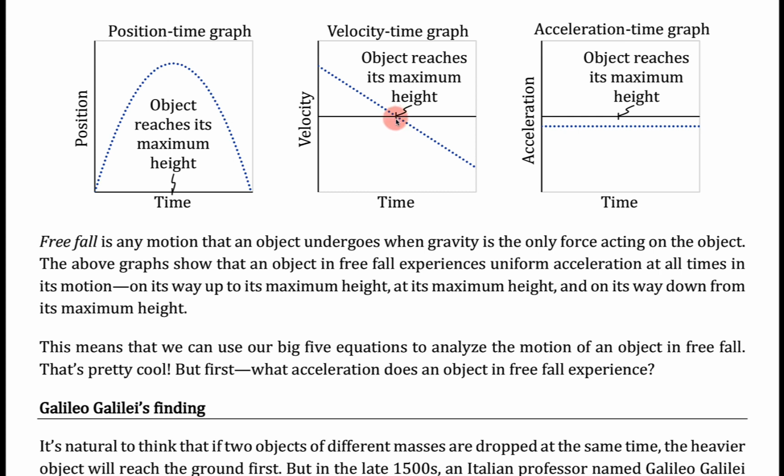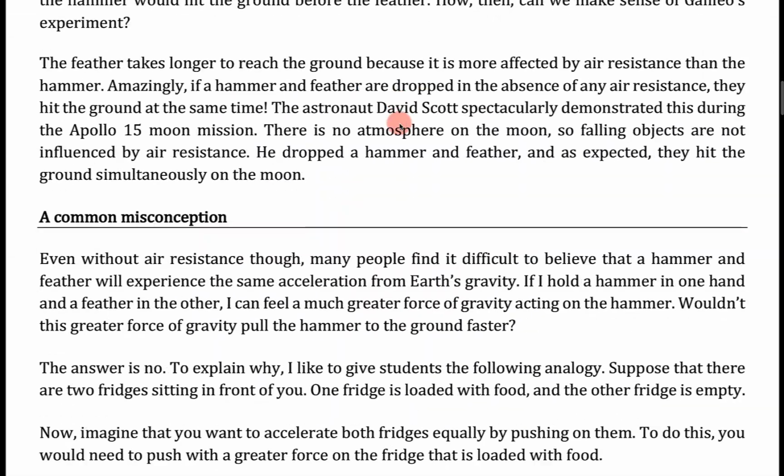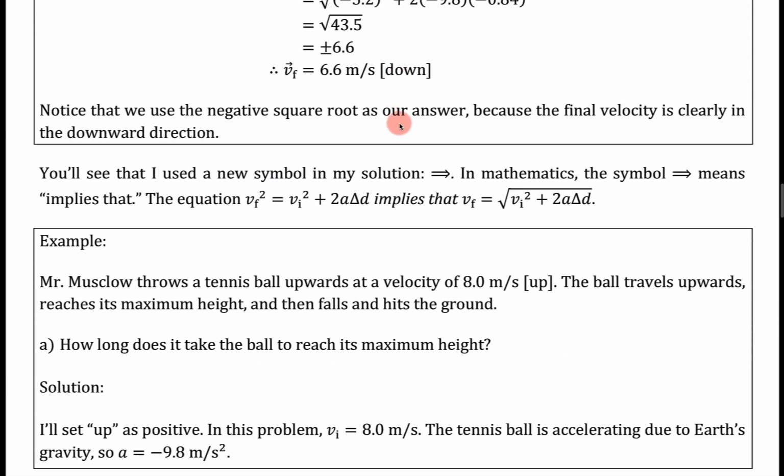And so this is why our velocity time graph shows a velocity of 0 when the object reaches its maximum height. When the object reaches its maximum height, it's kind of switching directions. It's going from moving upwards to moving downwards. And so at the instant that the object is switching directions, it actually has an instantaneous velocity of 0 meters per second. Kind of weird to think about. So that's the key to solving our problem then.